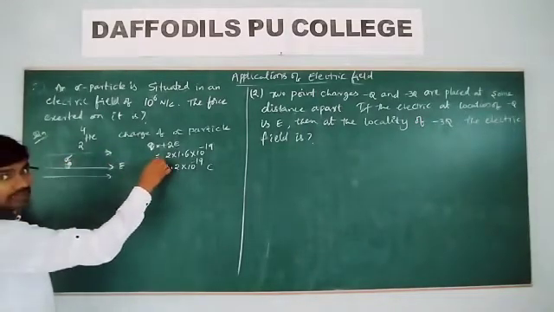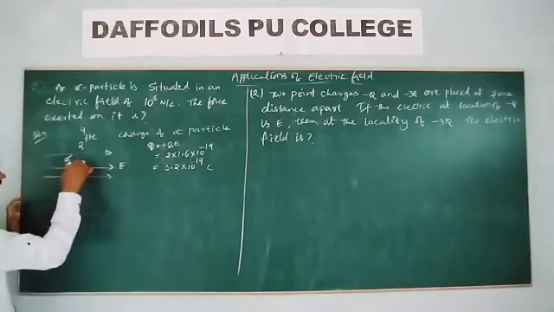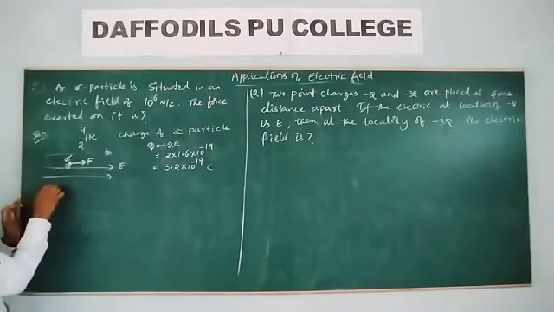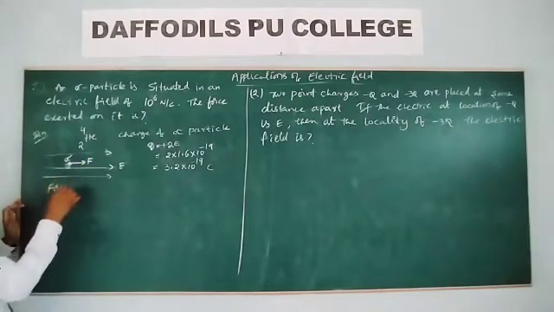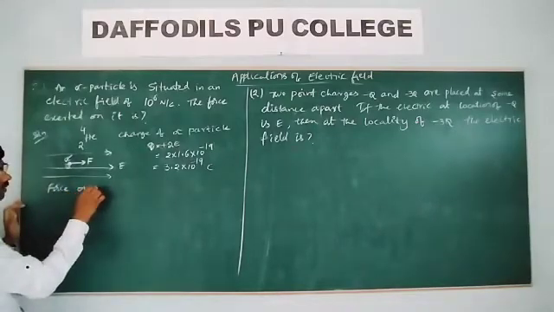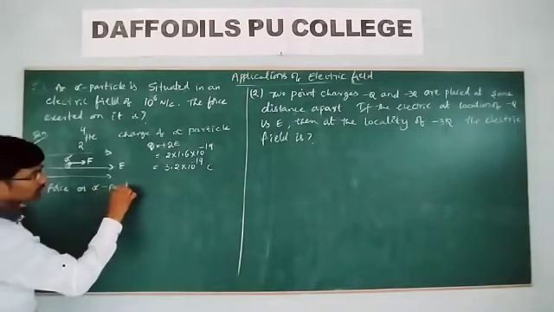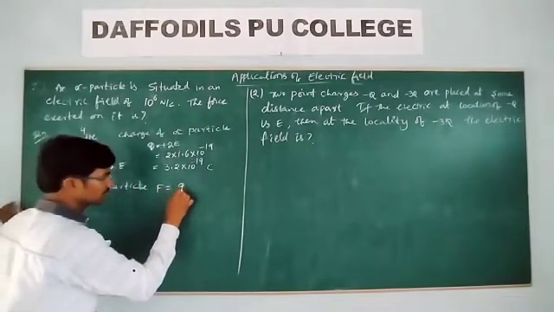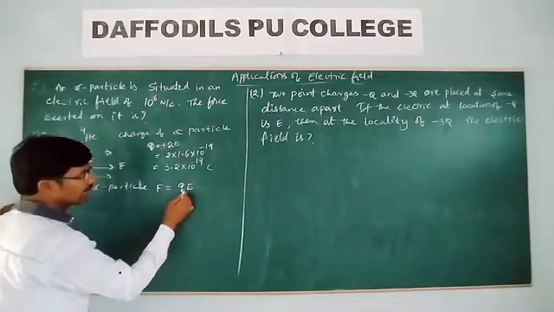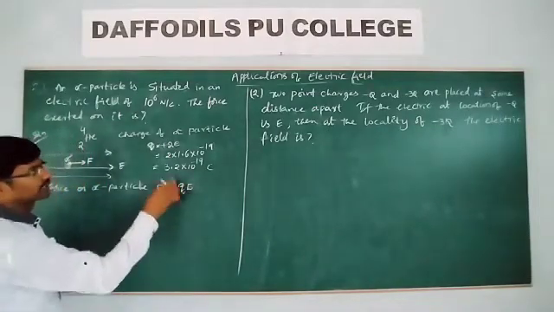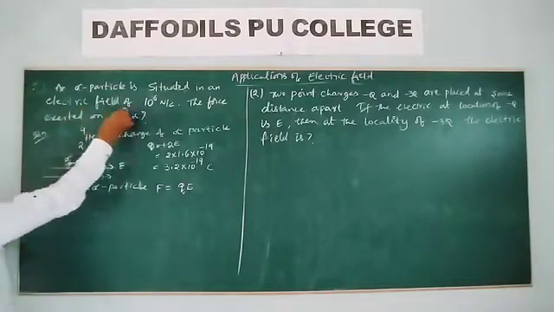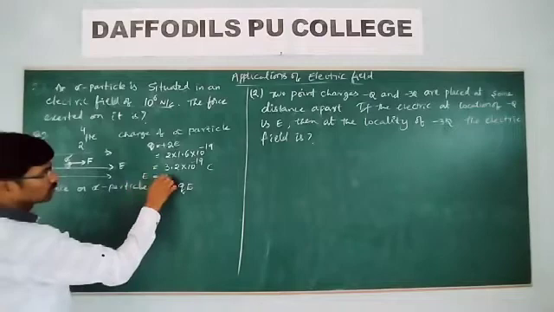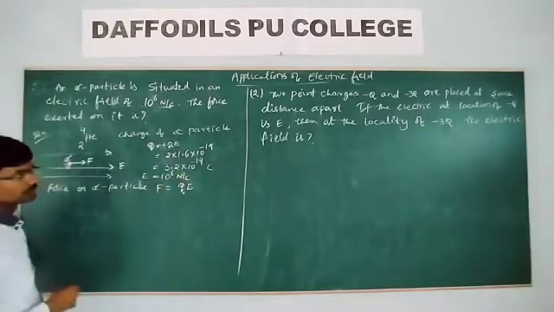As it is a positively charged particle, the direction of the force on this charged particle is in the direction of the electric field. And what is the force acting on the alpha particle? Force on the alpha particle is F equal to Q into E, that means the charge of the alpha particle into the electric field. The given electric field is E equal to 10 power 6 Newton per coulomb.